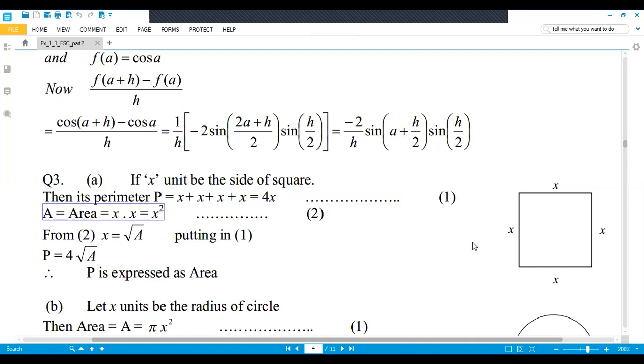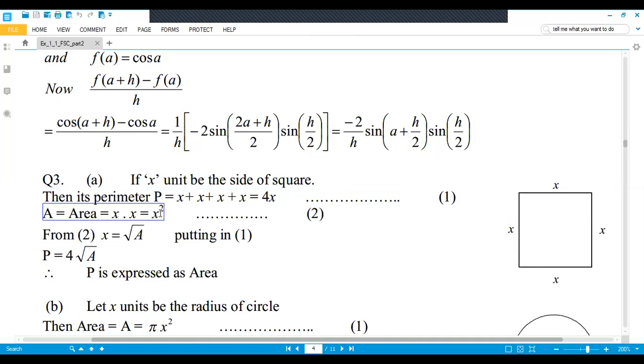You know that if you look at the square, the perimeter is the sum of all sides. So its perimeter P will be, where x is the unit side of the square, the perimeter formula, you know that sum of all sides, so that is equal to 4x. And the area of a square, you know that side multiplied by side, so x square. This is equation number 1, perimeter, area, equation number 2.